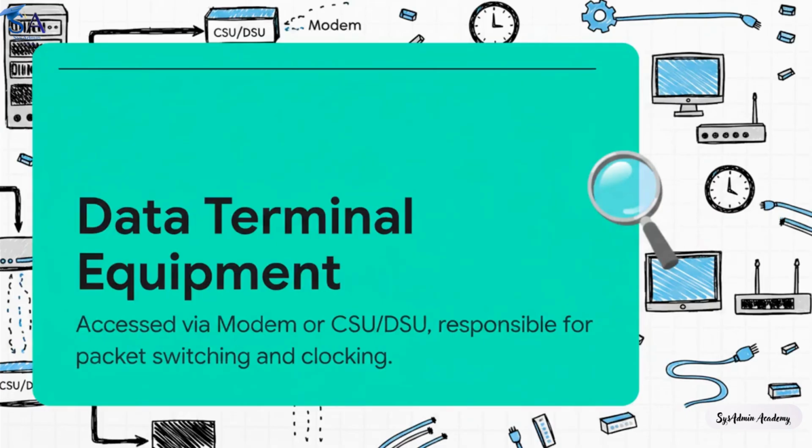The physical layer also defines data terminal equipment, or DTE. Think of the modems or CSU/DSU units that bridge your enterprise router to the outside world. These are entirely responsible for the timing, clocking, and switching of those raw data signals. They take the packets and handle the exact, precise timing required to push them smoothly across the wire.